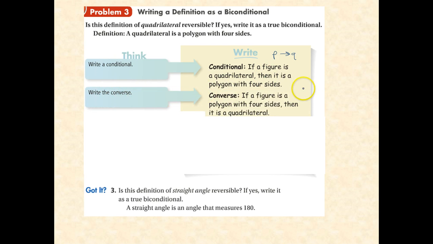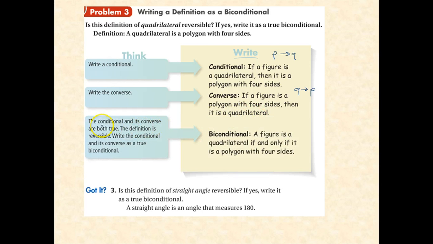Now write the converse. So now Q implies P. If a figure is a polygon with 4 sides, then it is a quadrilateral. Since the conditional and its converse are both true, it is reversible. So we can write it as a biconditional. A figure is a quadrilateral if and only if it is a polygon with 4 sides.